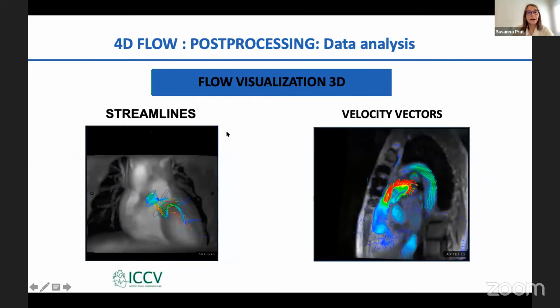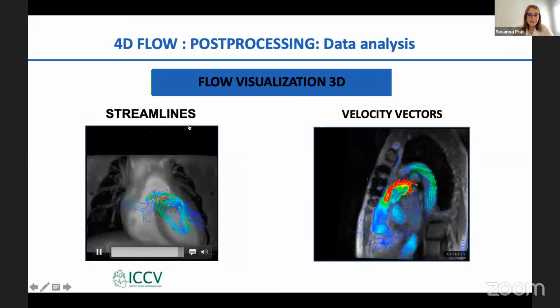There is another flow visualization, the streamlines, which represent the instantaneous local vectors along the length of the flow, which you can see here. It lets us see if the flow is laminar or helicoidal, and it is a good representation of this flow.